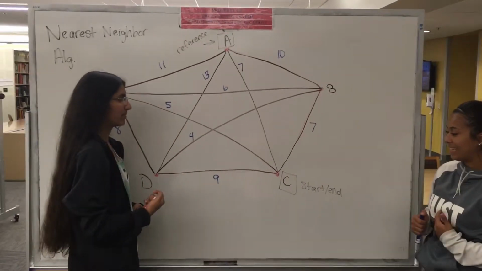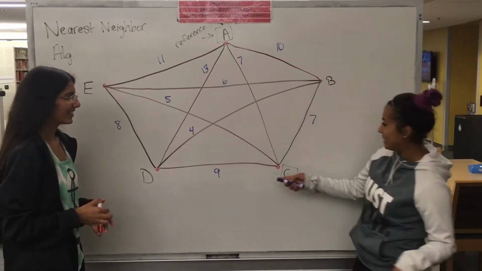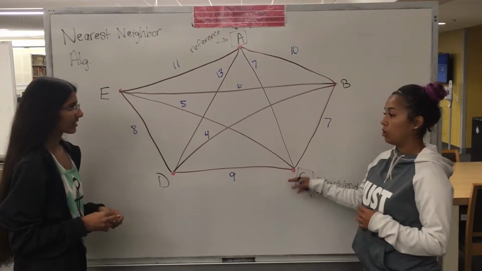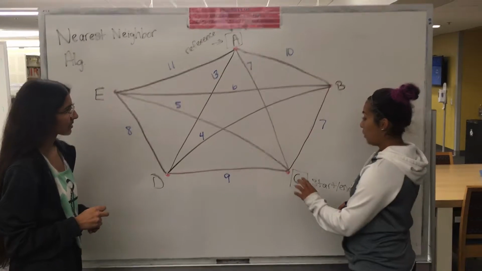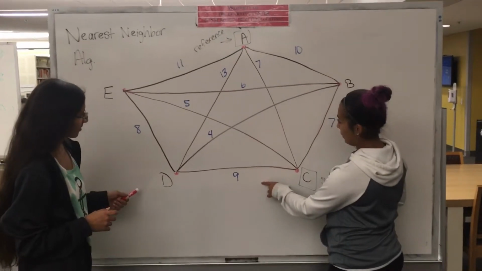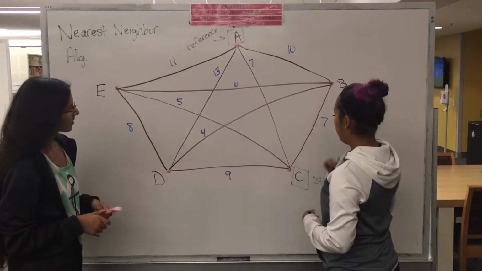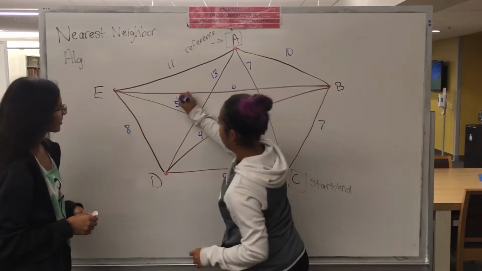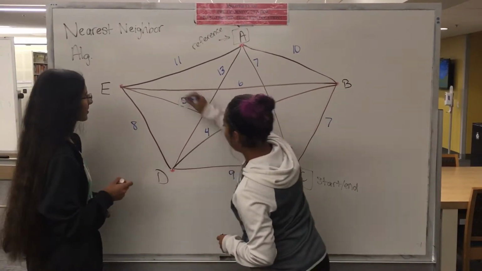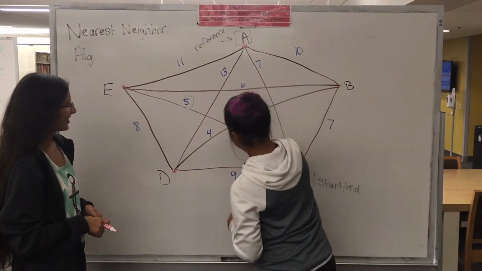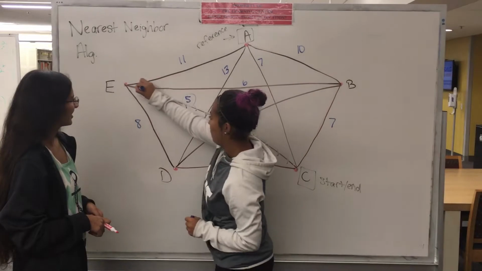Awesome. Okay. So now from C, we're going to look at all the edges coming out of C and choose the cheapest one. To D is 9, to E is 5, to A is 7, and to B is 7. So we see that 5 is the cheapest edge coming out of here. So we're going to shade this, and now we're at E.